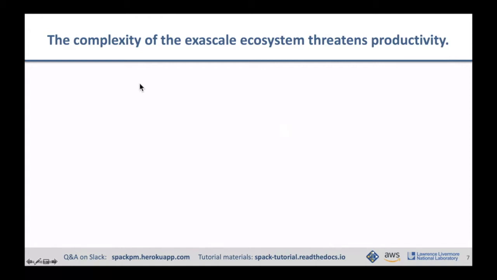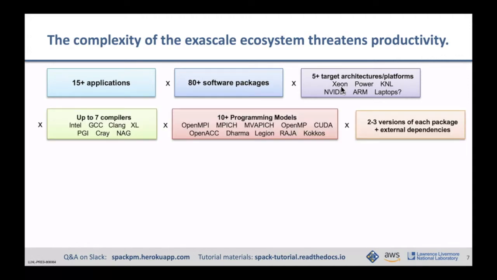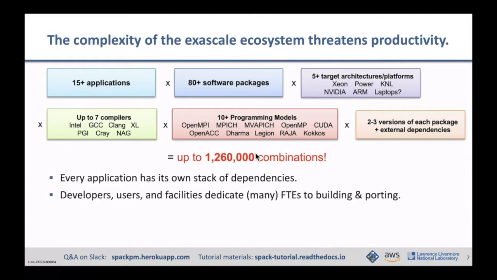If you look at the exascale software stack, at least in the US exascale program, it's now something like 24 applications, 80 software packages, 5+ target architectures or platforms that we care about, 7-ish compilers on all those different machines, 10 programming models, and maybe 2 or 3 versions of each package and all the external dependencies. If you were to expand all of that out, it's like 1.2 million combinations. We can't build all of that stuff, but we'd like to have a quick way to pick the components that we want and to build a stack with those.